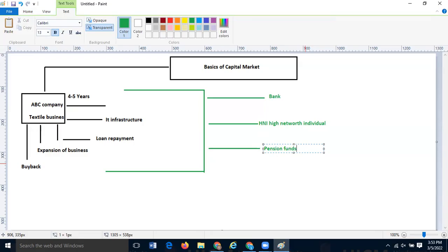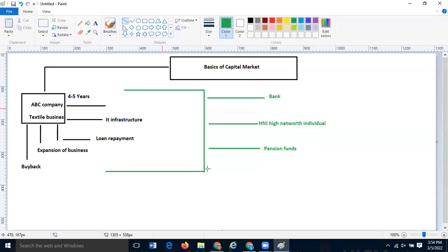There are some private firms which have pension plans. They also give money to companies that want to raise money, because they are keen to invest in startups which can grow, and their client wealth can grow. So these are the various options in front of ABC company, where it can go and ask for money. These are the major options in front of it.